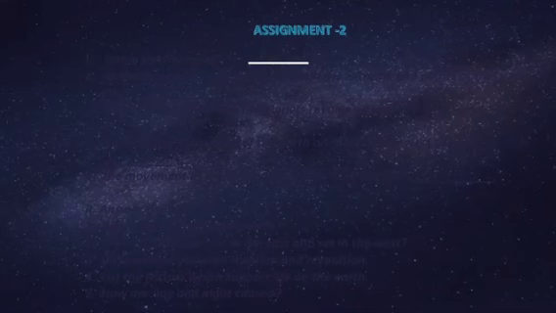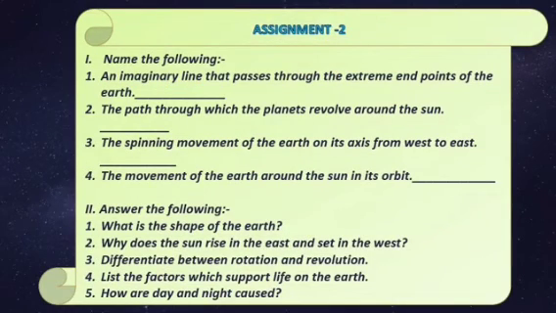Children, here is an assignment for you. Name the following. An imaginary line that passes through the extreme endpoints of the Earth, the path through which the planets revolve around the Sun, the spinning movement of the Earth on its axis from west to east, the movement of the Earth around the Sun in its orbit.